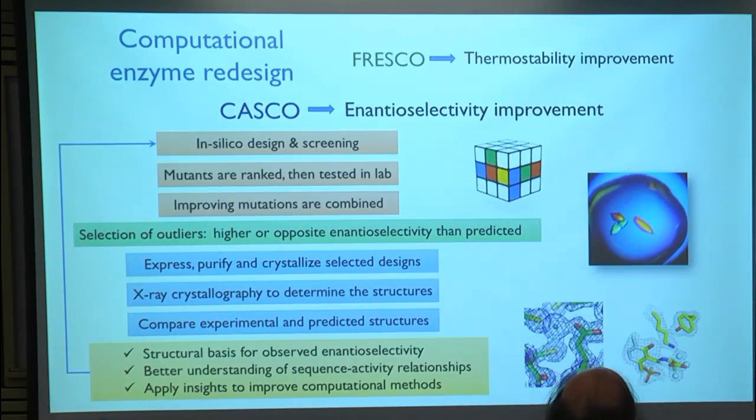So this is where I step in. I select the outliers, so the mutants that present a higher or opposite enantioselectivity for the Casco workflow, but I also choose one for the Fresco as a thermostable mutant. Then I try to express, purify, and crystallize these selected designs, and obtain crystals, which is not as straightforward as the predictions. Once I get the structures, I will compare the experimental structures to the predicted ones.